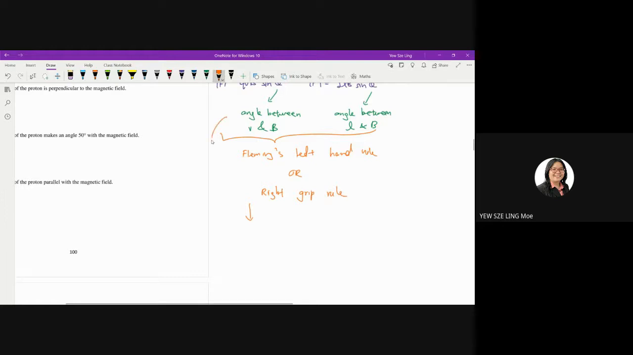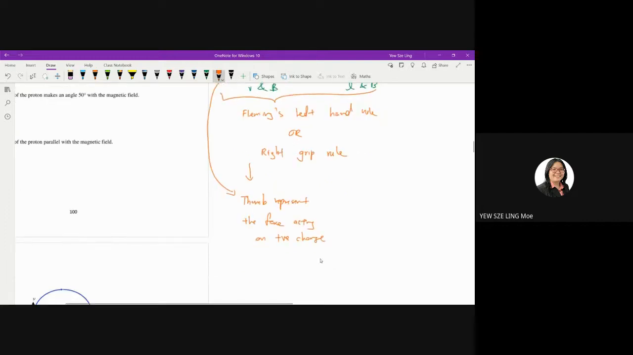When it comes to a moving charged particle, the thumb represents the force acting on a positive charge. The thumb gives the direction of the force acting on a positive charge. If you have a negative charge, then it is simply opposite to the direction for a positive charge.